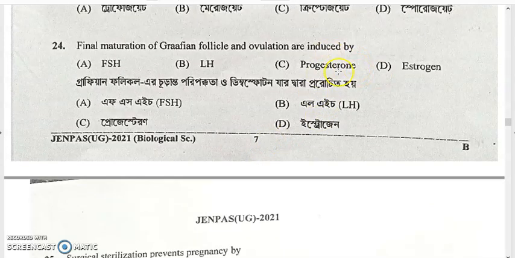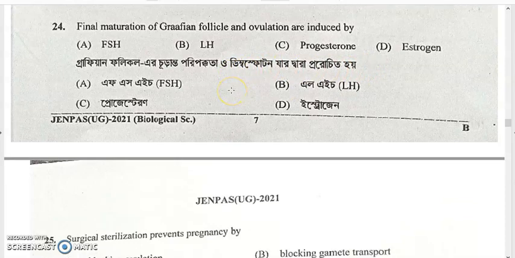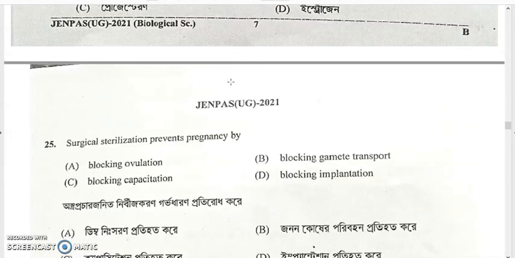Progesterone is known as the pregnancy maintenance hormone. Progesterone helps to maintain pregnancy, and estrogen also helps in pregnancy. Estrogen gives a positive feedback on day 12 and day 13 to increase the level of LH, so that the LH surge occurs. Due to increasing estrogen during the menstrual cycle, LH surge occurs.